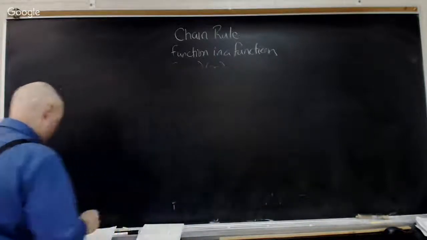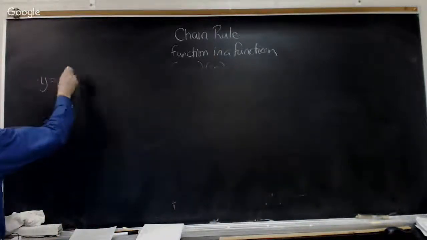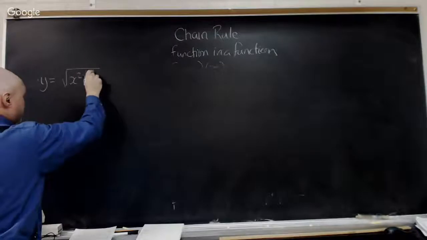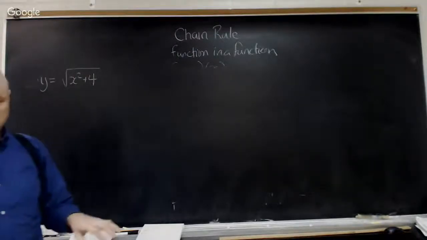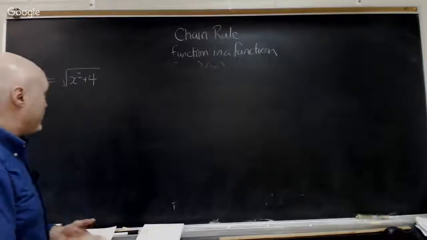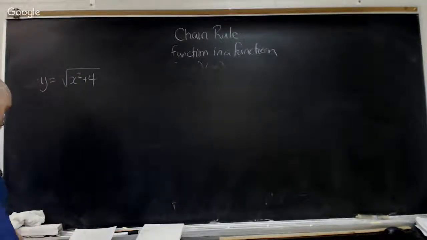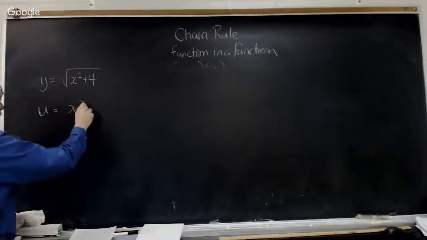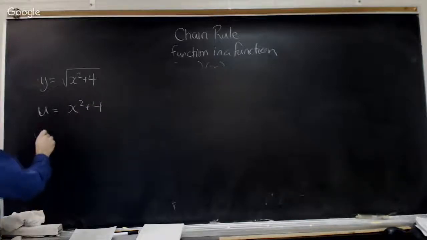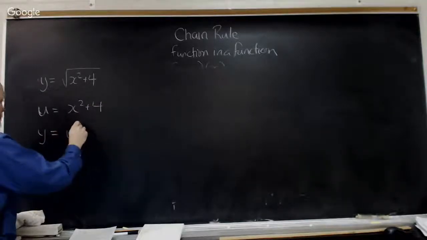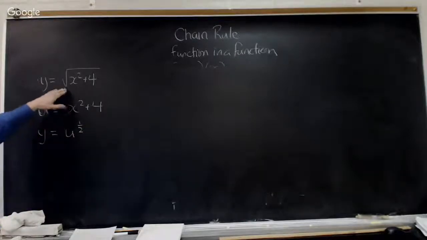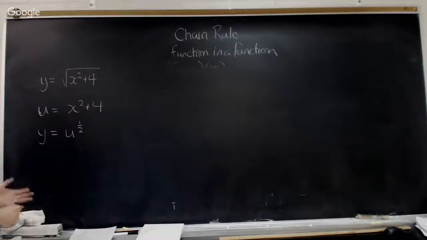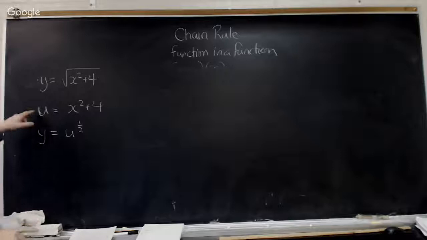Okay, so let's do 2 examples really quickly. Here is our first example: y is equal to the square root of x squared plus 4. What we need to do is find our inside function and our outside function. I am just going to say that my inside function, u, is x squared plus 4, and y is equal to u to the exponent 1/2, because that's what these radical functions actually look like.